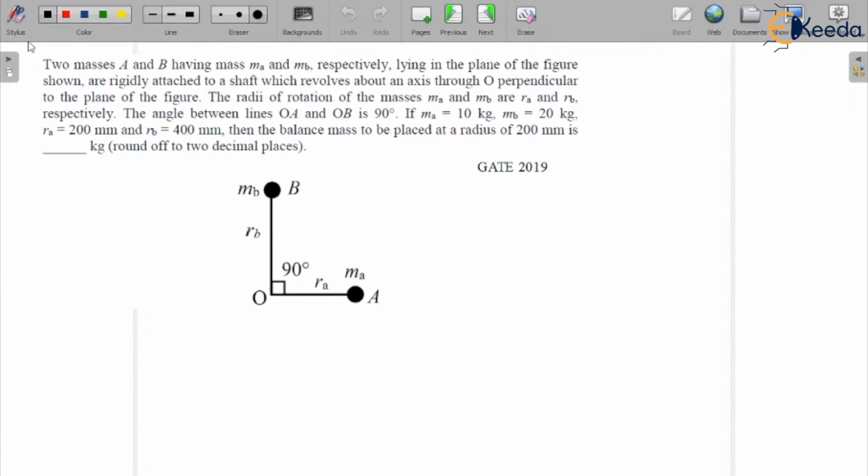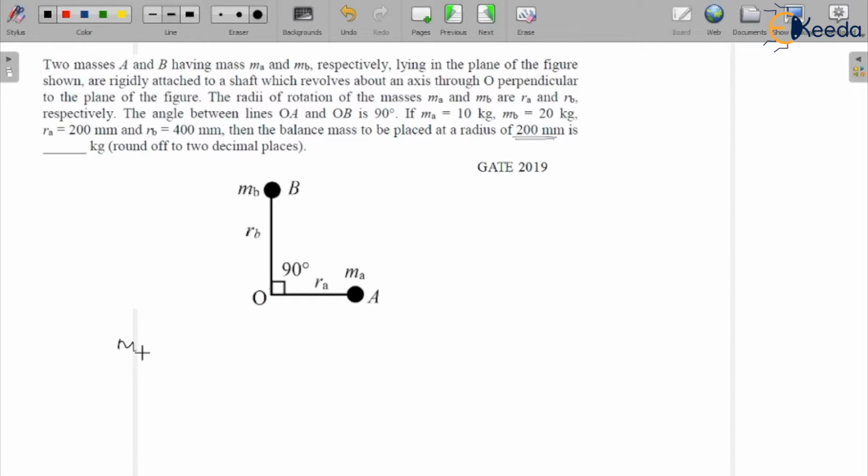If MA is 10 kilogram, MB is 20 kilogram, and RA and RB are given, then the balance mass to be placed at a radius of 200 is how many kilograms? That means we have to find out the balance mass. The radius of the balance mass is given as 200. So basically this question is based on static balancing of rotating masses.